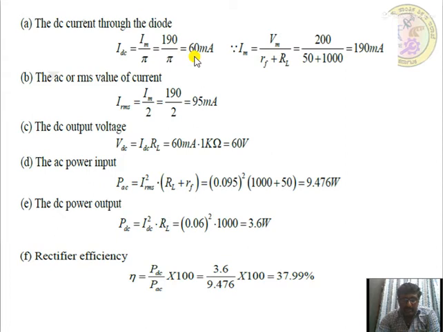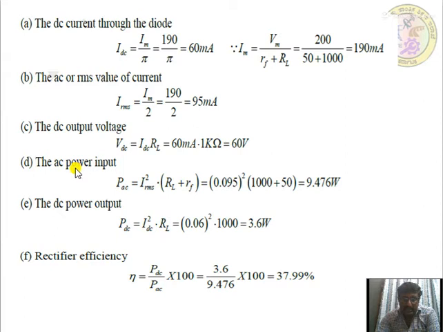Next, we should calculate the AC or RMS value of the current. IRMS is equal to IM by 2. We have already calculated the IM value as 190, so divided by 2 is 95 milliamps. The third is the DC output voltage. VDC is equal to IDC into RL. Current I is equal to V by R, so depending on that, VDC is equal to IDC into RL. IDC is calculated here as 60 milliamps, into the load resistance RL of 1 kilo ohm, so we get 60 volts.